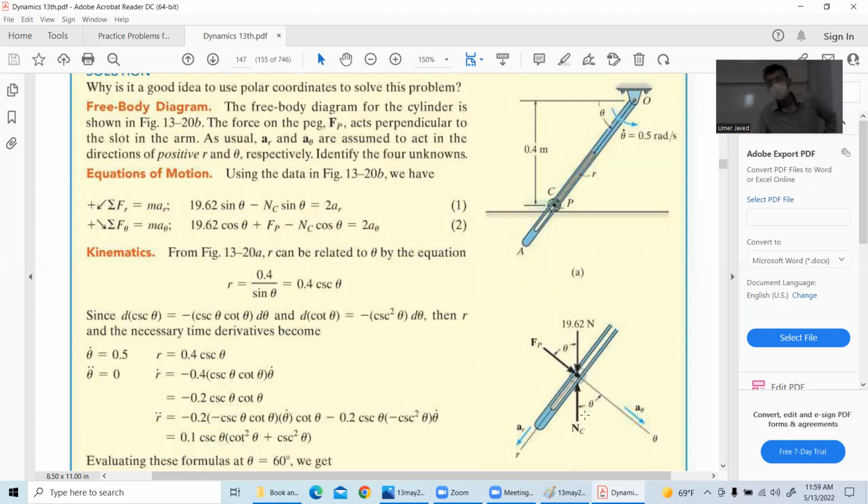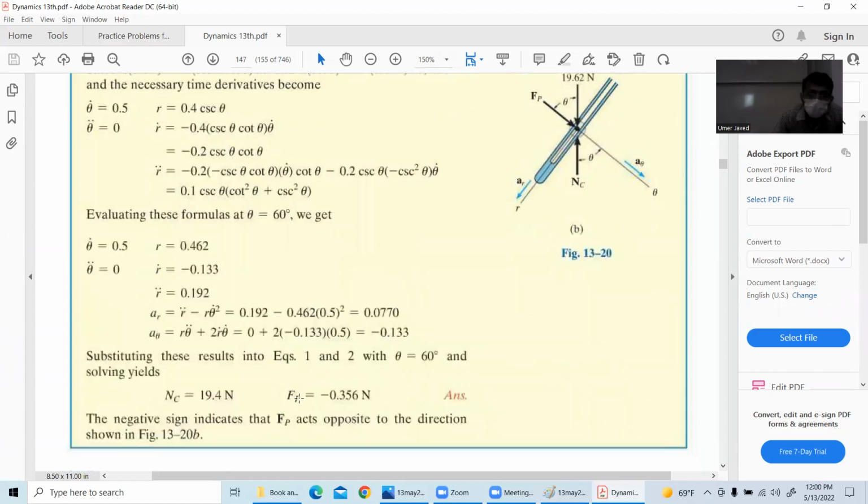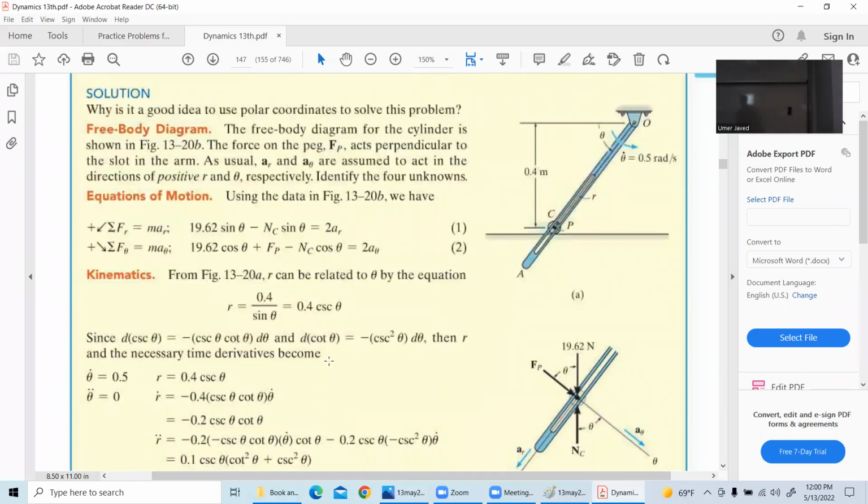Is FP the normal force of P exerting on C? FP is the force exerted by this rod on the peg, I call it FP. Whereas NC, I call the force by the ground. Now, what is this 19.62? That's the weight. All you have to do is do the summation of forces in the radial and theta direction. And then you find the unknown NC and FP. So do it.